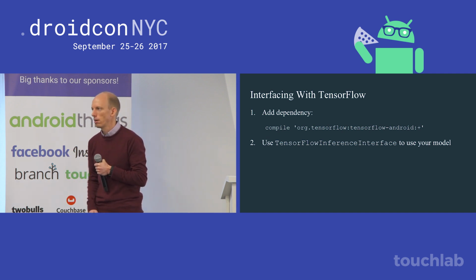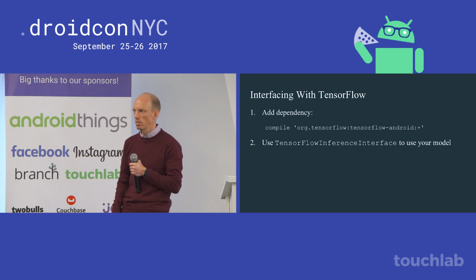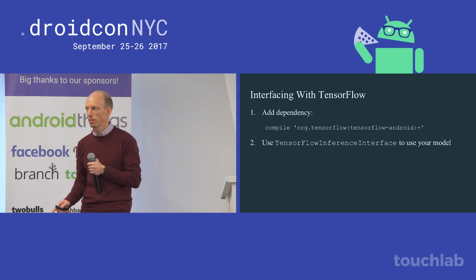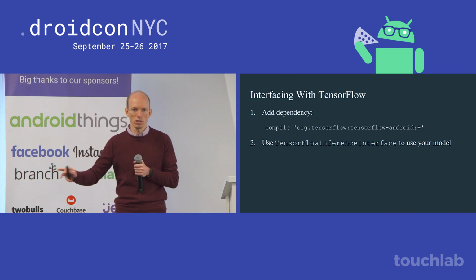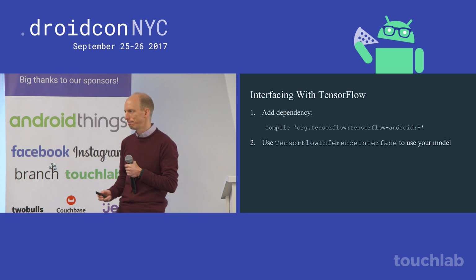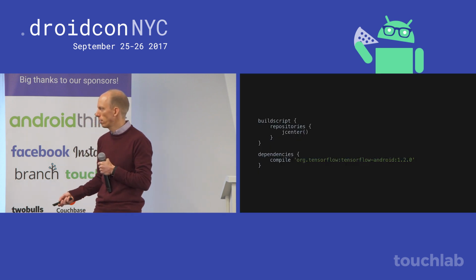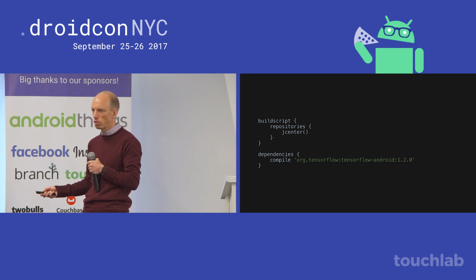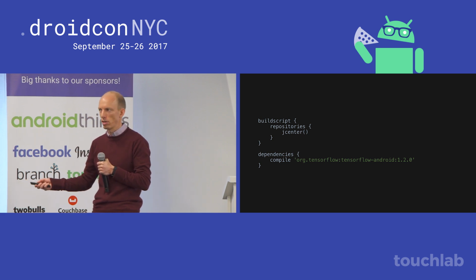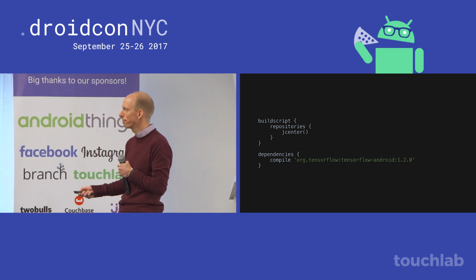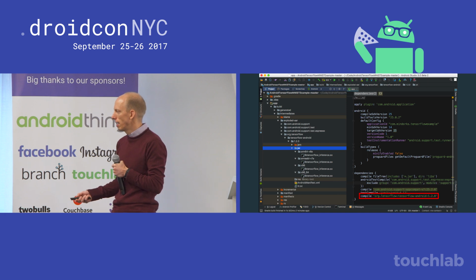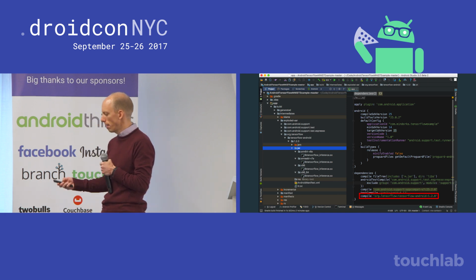Well, as of a few months ago, this became super easy. You add a dependency to your project, and then you use this one Java class to interface with the model. So let's look at that in more detail. Obviously, we don't want to use the plus sign on our Gradle dependencies, so you should use 1.2 or maybe 1.3, which is the newest one. Both of them would be fine. And then you can see in my build.gradle, I've got the dependency.